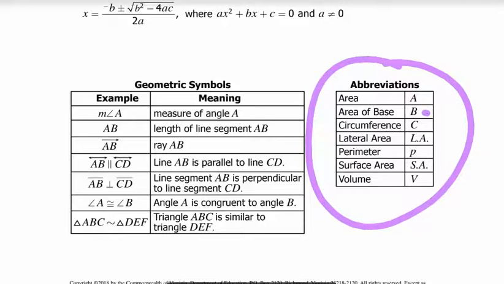So B is area of the base, C is circumference, lateral area, perimeter. The only thing it doesn't have on here is L, which is slant height, so you might want to add it. So the second video is going to go through and it's going to show you how to actually calculate the surface area and volume of these types of shapes.